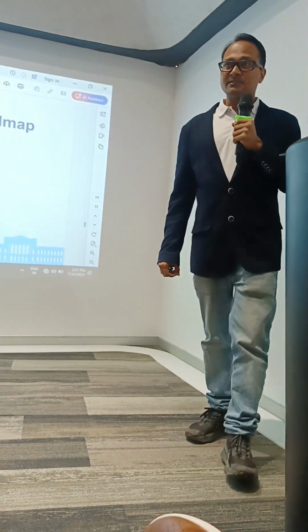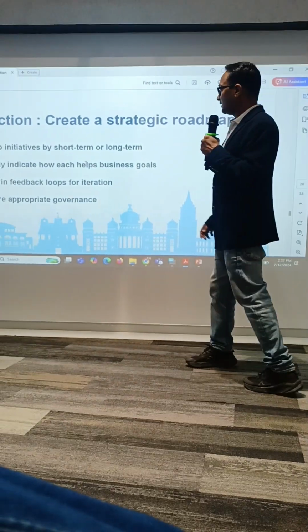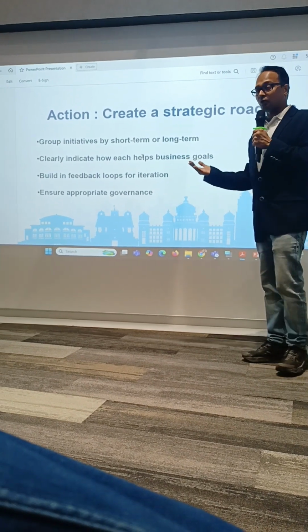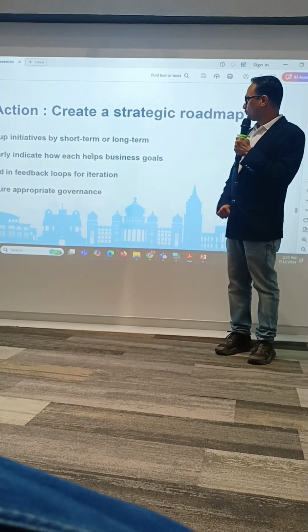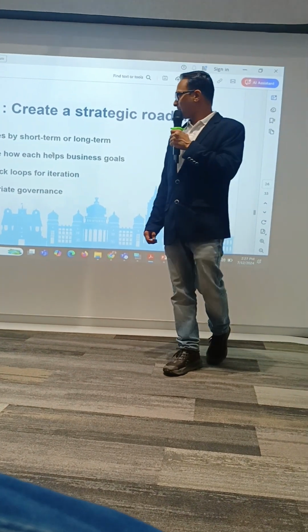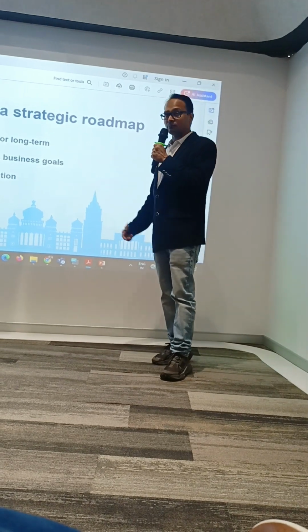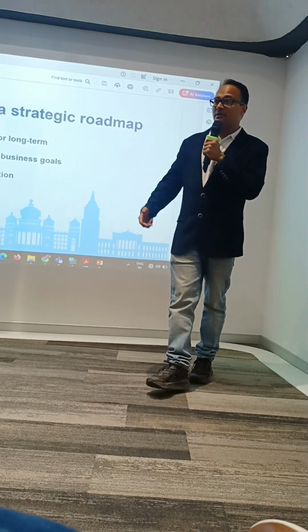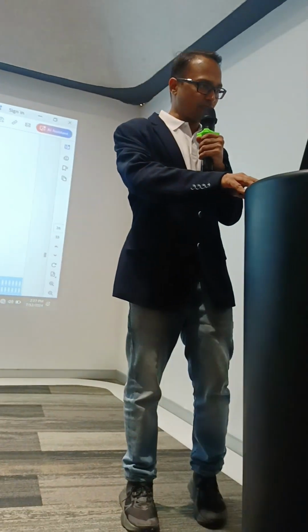We need to create a strategic roadmap for our entire AI implementation. We need to group initiatives by short term or long term. What needs to be implemented first, what can wait. Clearly indicate how each one can help business goals. Build in feedback loops, so you can go through beta implementation, check for more feedback, iterative builds, and that's how you can release and ensure appropriate governance is followed.